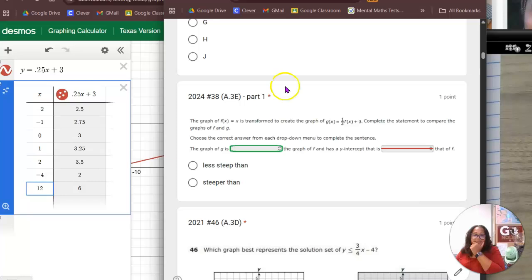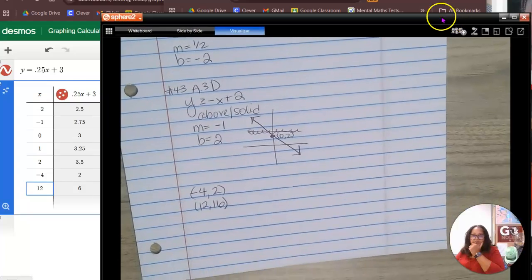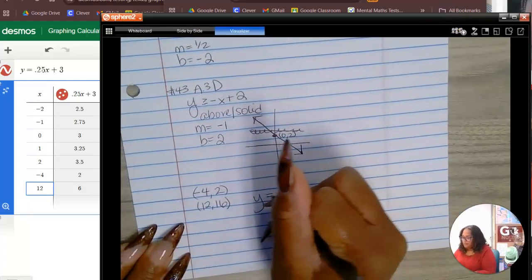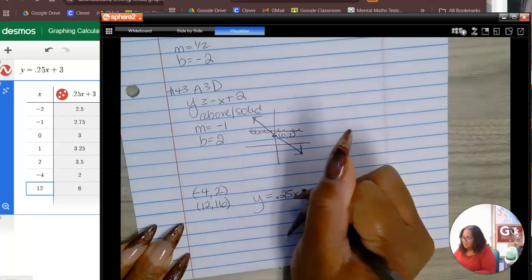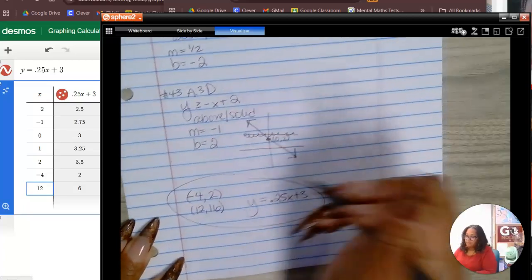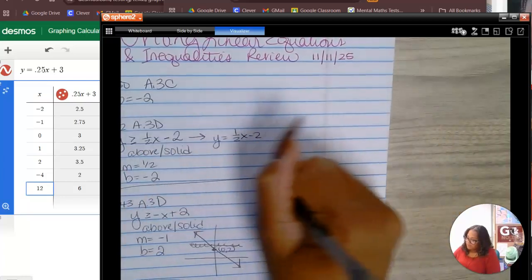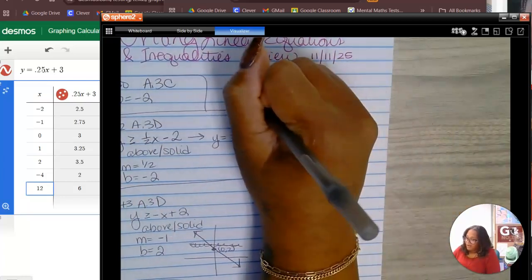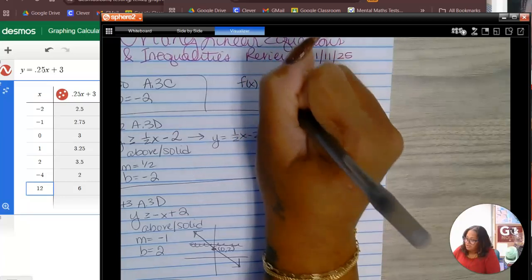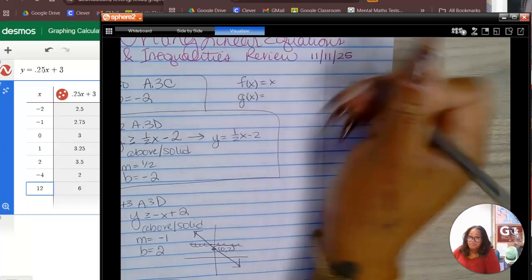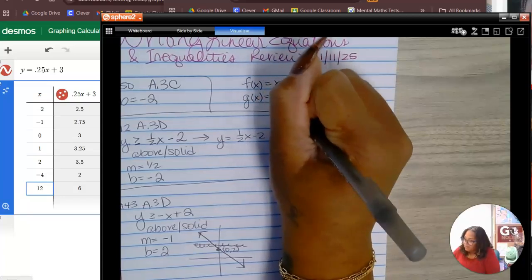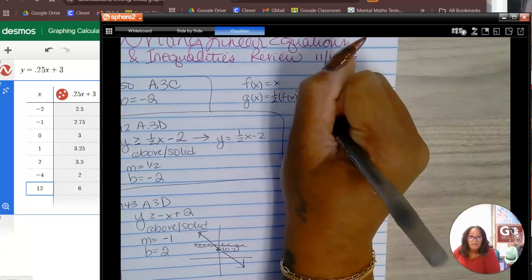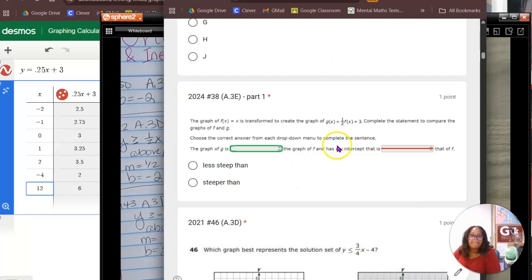It says the graph of f of x equals x is transformed to create the graph g of x equals half of f of x plus 3. Complete the statement to compare the graphs f and g. This is y equals 0.25x plus 3. This next one, let me partition some of this off. I have f of x as my parent function, and then I have g of x equals half of f of x plus 3.